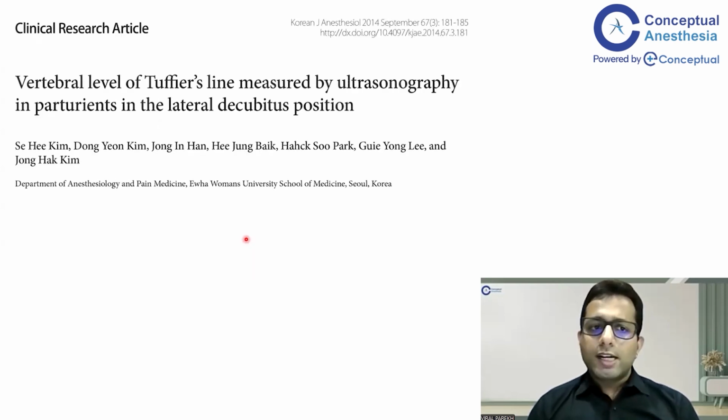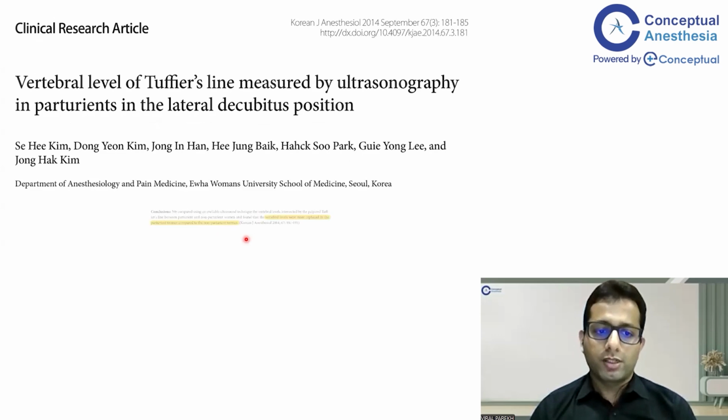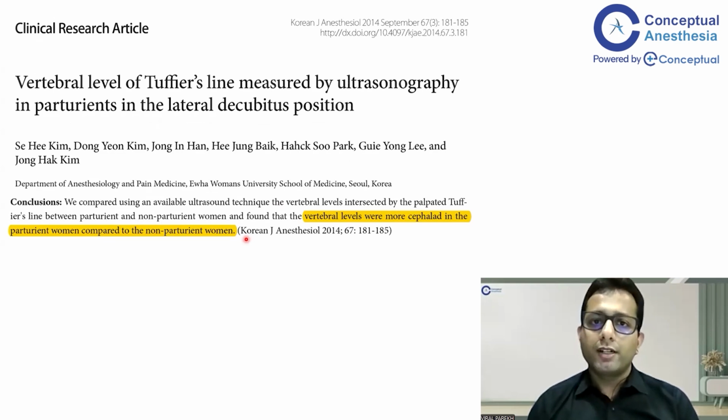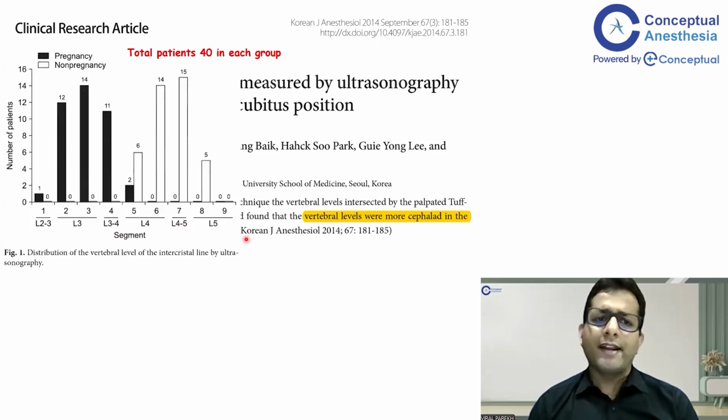This was another study about the vertebral level of Tuffier's line measured by ultrasonography in parturients, measured in the lateral decubitus position. They also concluded that the vertebral levels were more cephalad in parturient women compared to non-parturient women. So subjectively, we felt that palpation of the Tuffier's line corresponded to the L3-L4 or L4-L5 interspace, but it was not correct.